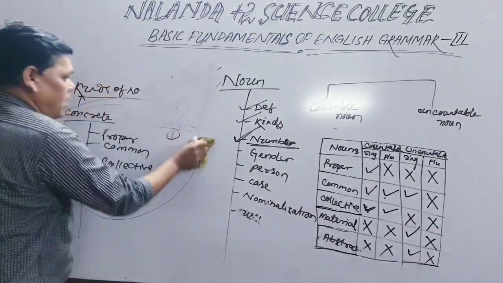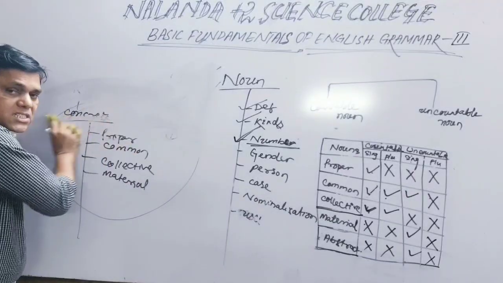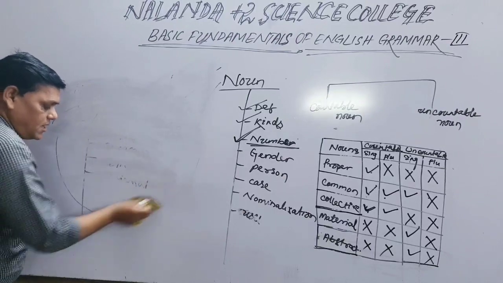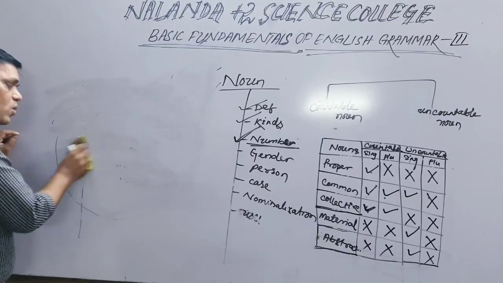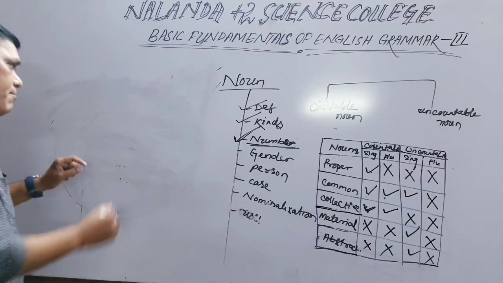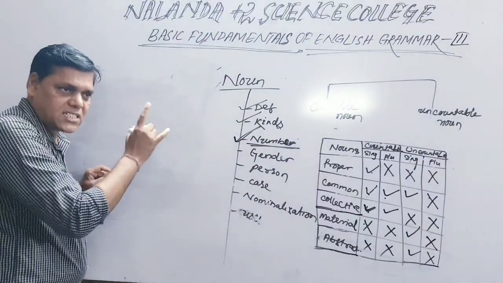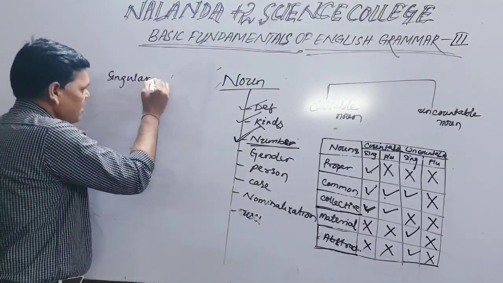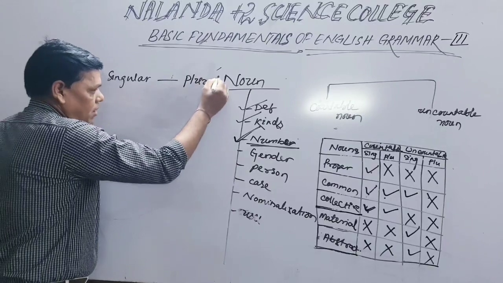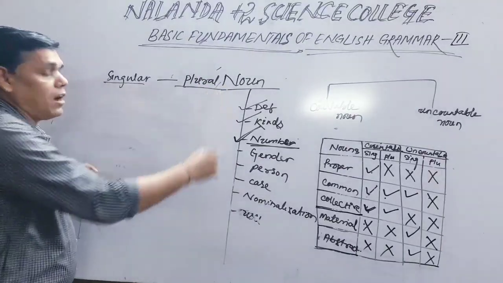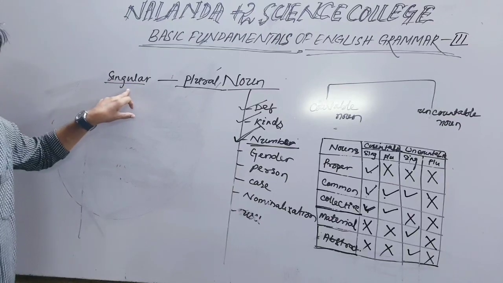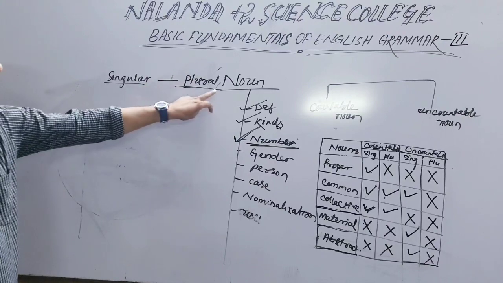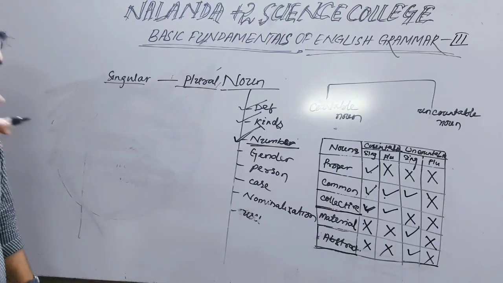Now you will have an idea how to organize the numbers in order. There are two numbers in English grammar. One is a singular number, another is a plural number. How many numbers are there in English? There are two numbers in English. Irrespective of noun or pronoun, it may be applied in case of noun, it may also be applied in case of pronoun. Noun and pronoun have two numbers: singular and plural.